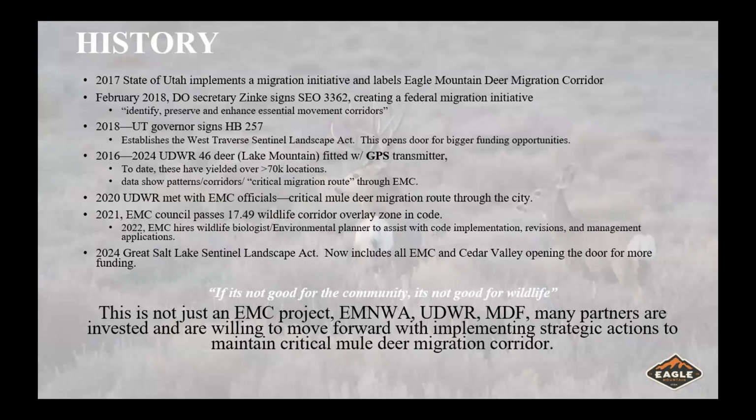So just a little bit of history and some timeline here, how this all happened. Utah started in early 2017, even into 2016, and started putting GPS transmitters on all the animals across the state, but a lot of mule deer.